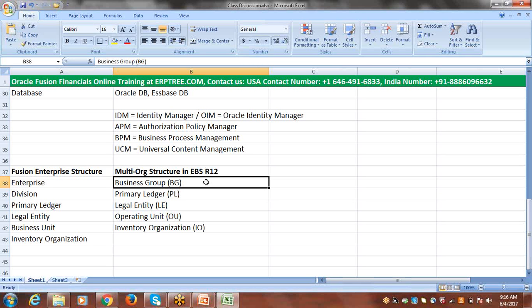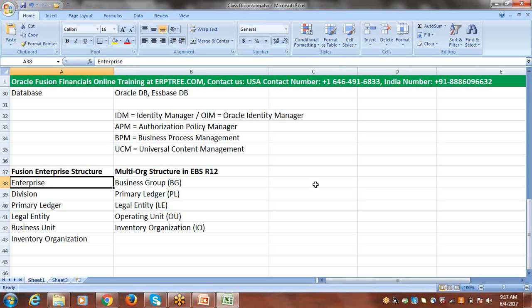Say if you are going to implement for one country, in EBS you'll create one business group. But in Fusion it can be one country or multiple countries; the enterprise is going to be the same. Oracle is not giving a country-specific solution at enterprise level.